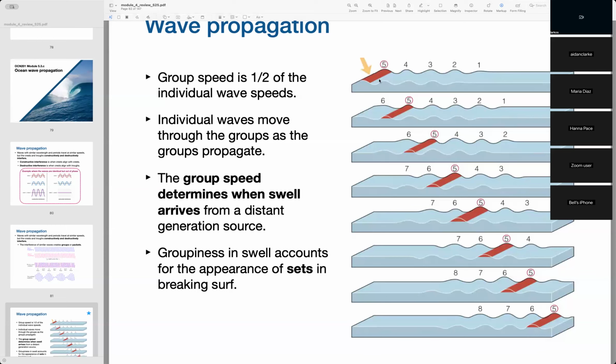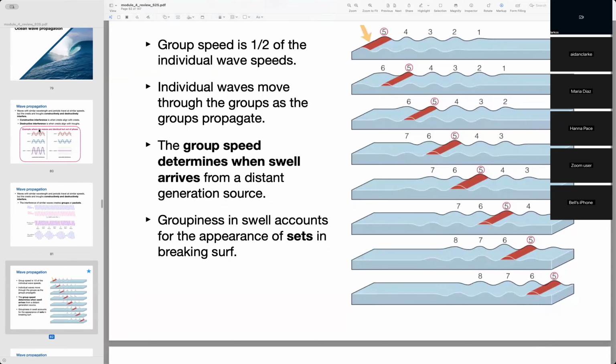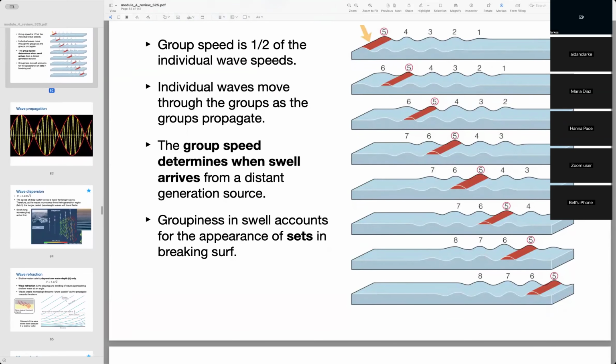And you see in this depiction this package moving from the left to the right. Within this package, a particular crest will move at twice the speed through the package, appearing at the back of the package and disappearing at the front. So the important thing is that if you're interested in the arrival of waves, when surf is going to be high, for example, then you have to look at the group speed, not at the phase speed of the waves. Any questions for this so far?